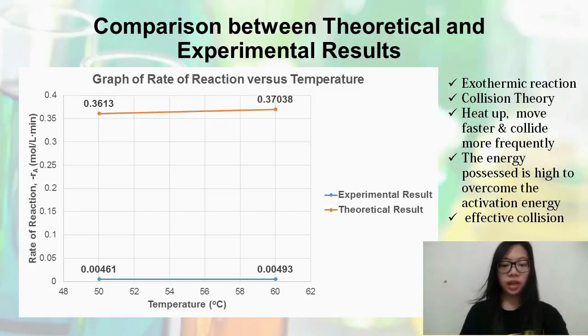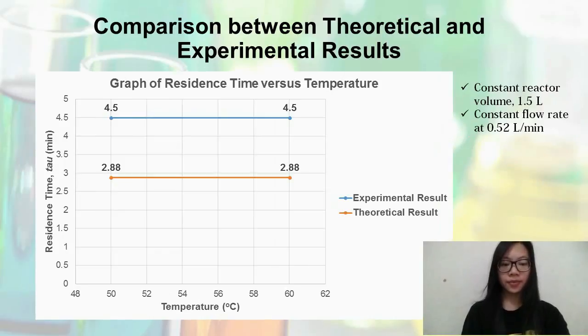This graph is showing when temperature increases, both experimental and theoretical rate of reaction will increase, and they all obey the collision theory, where the particles are being heated up, they move faster and collide more frequently, and thus the rate of reaction will increase with temperature.